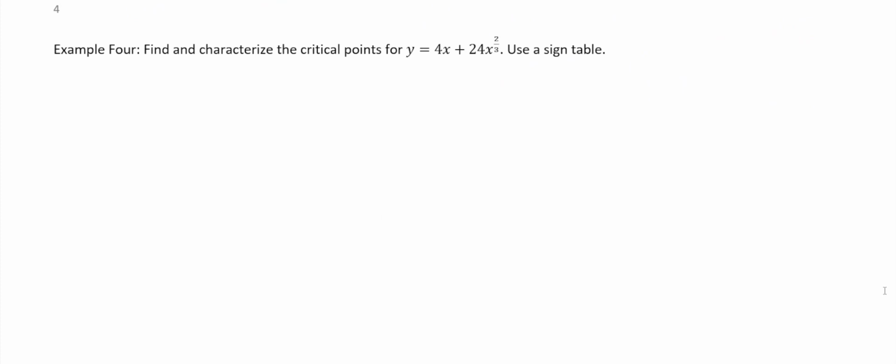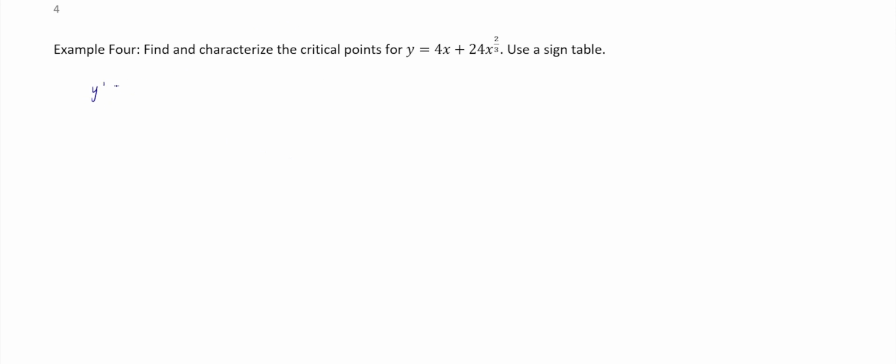Okay, last one. Find and characterize these critical points right here. Again, if I look at this, there's no restrictions on x in the function, so basically any x value could be a critical number. So I'll go ahead and find the first derivative of this.